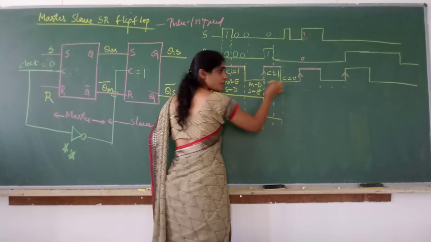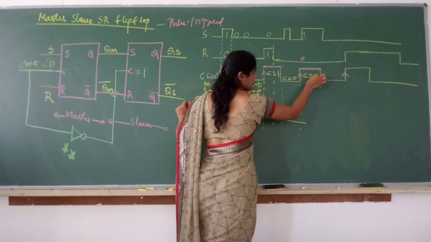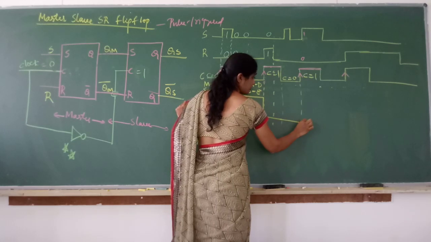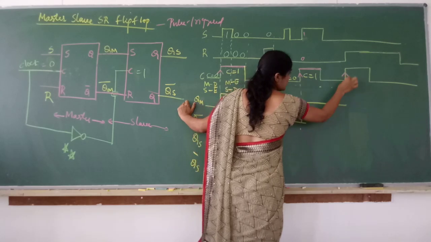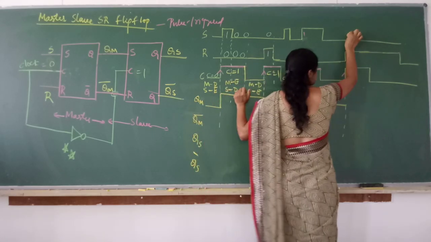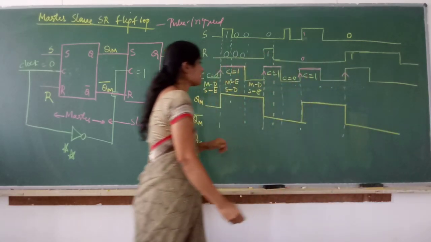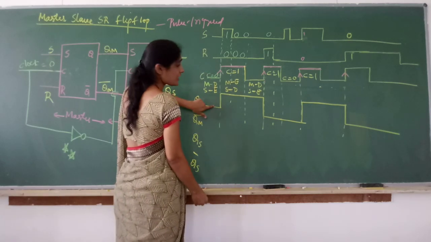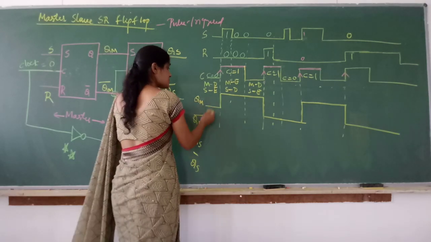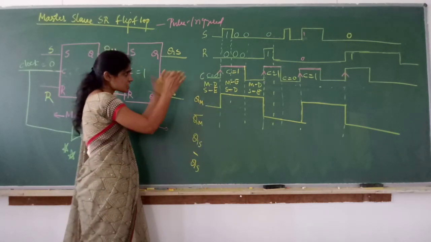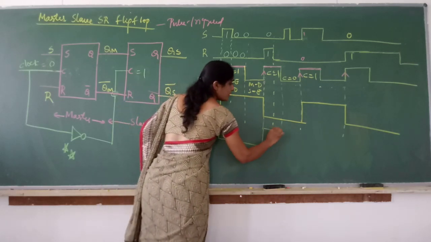Now clock is becoming 0. When clock becomes 0, master is disabled, so it holds the same previous bit. Again clock becomes 1. S is 1, R is 0, so the output is 1. So it is 1 completely till here. Again here S is 0, R is 1, so what is the output? 0. You just have to track what SR is and write QM only when clock is 1. When clock is 0, it is the previous state. So this is QM. To write QM bar, you need not check anything. It is just the complement of QM.